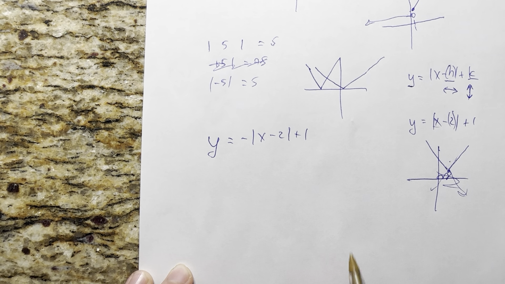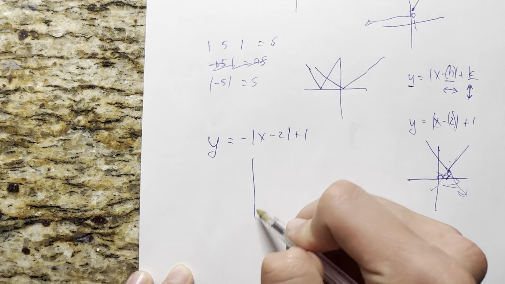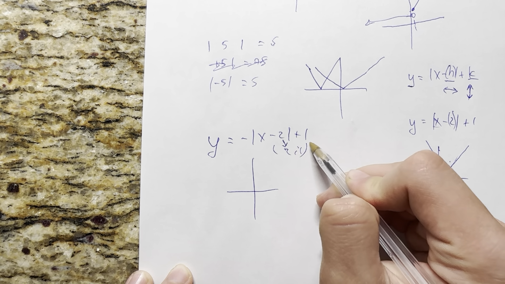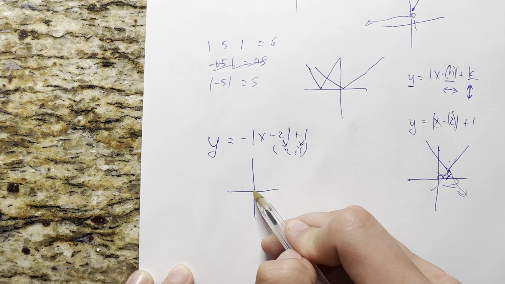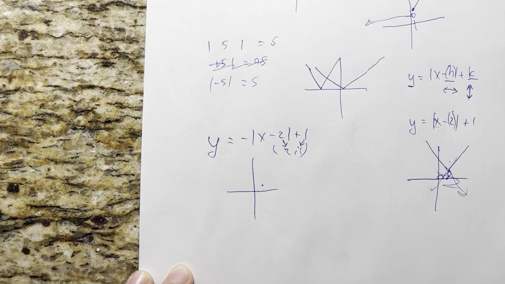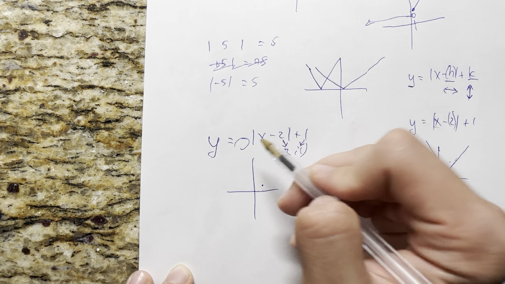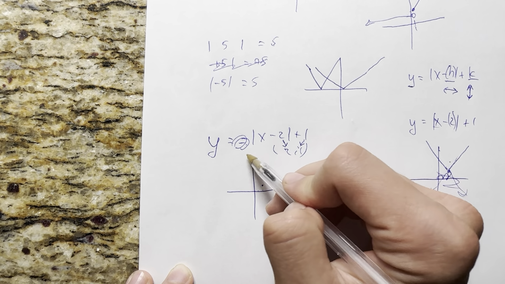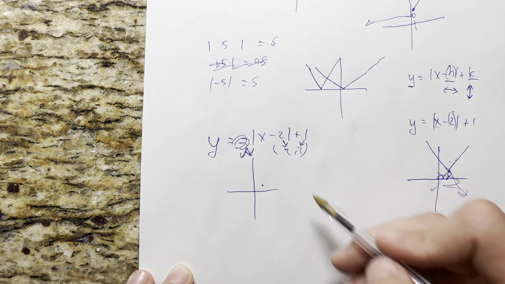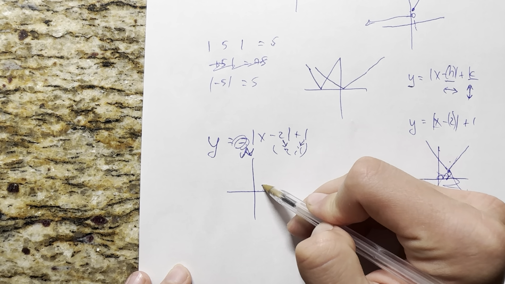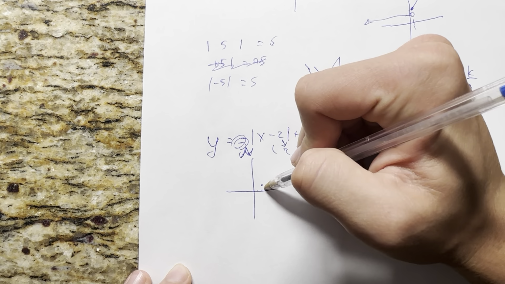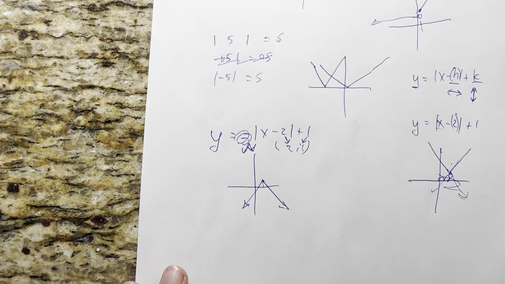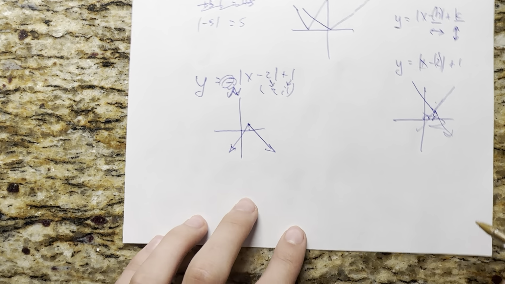But we might have one with a negative in front of the absolute value. What would that do? So our vertex would stay the same, 2 and 1. So 2 to the right and up 1. But since we have a negative right here, it flips the function. It will go like this. So our vertex is the same and our slope is still 1, one this way, and then one this way. It will open downwards.